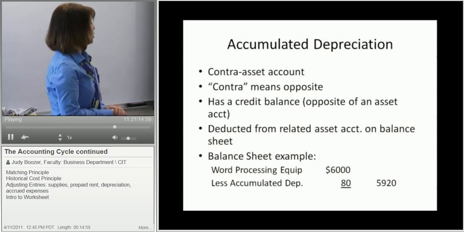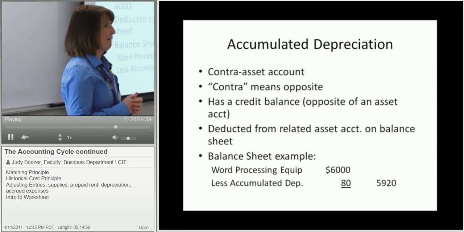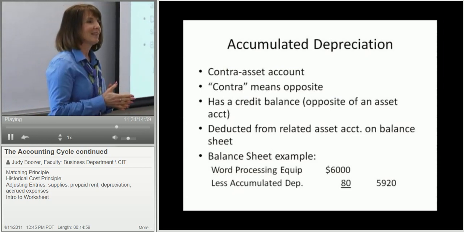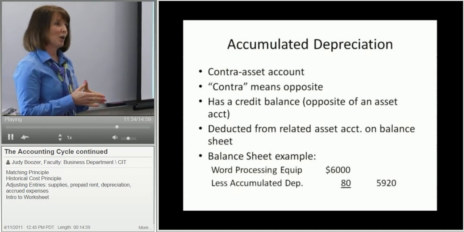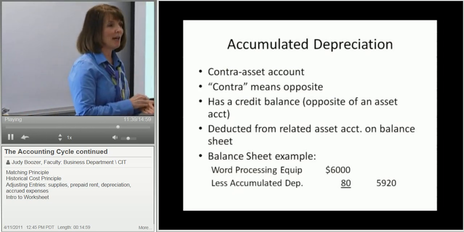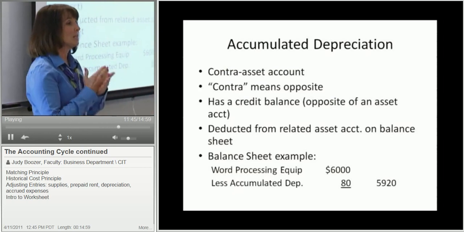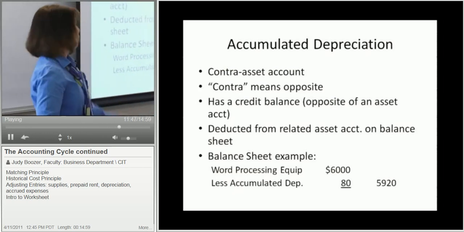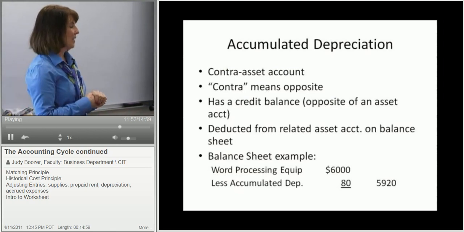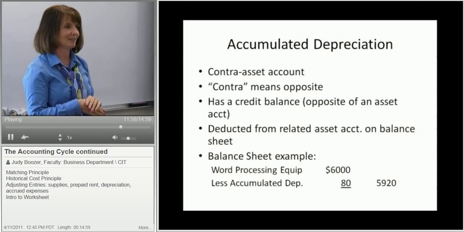Now, why not just credit the asset $80 for the depreciation? Doesn't that make more sense? It doesn't show what you've depreciated for. It just shows it reducing in value. But this way, if you have the accumulated depreciation account, you know how much you actually had to deduct for depreciation by itself. So you want to keep that as a separate account. Okay? And we're going to be working on this more, so don't worry if it's still not totally clear.